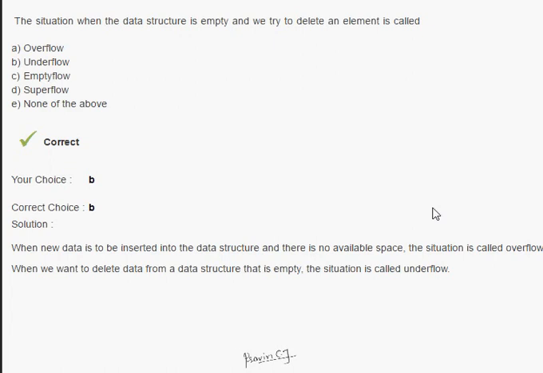an underflow condition. We know this term. Overflow is what? It is when we are adding more than the exact space, inserting data above the limitation. Underflow, overflow. Empty flow is nothing, superflow is nothing, not a term.